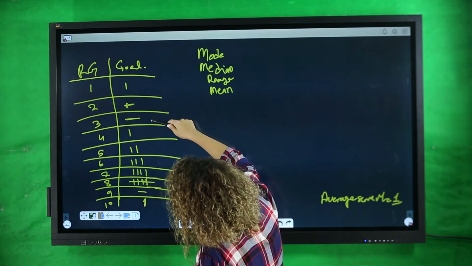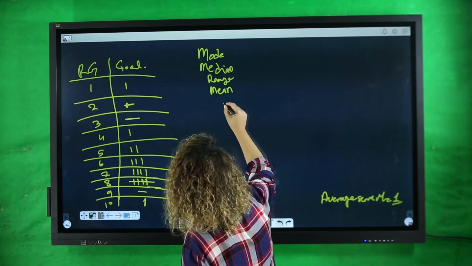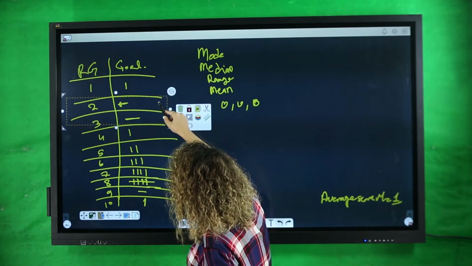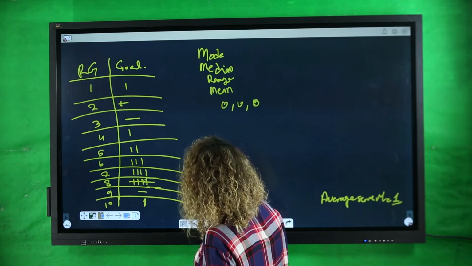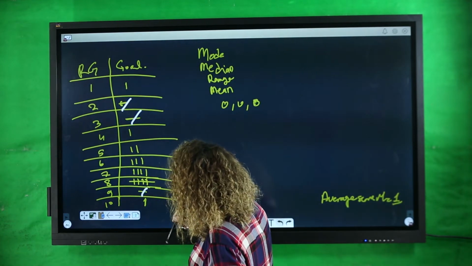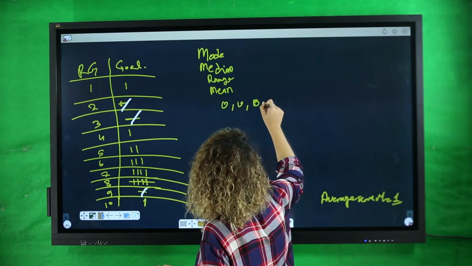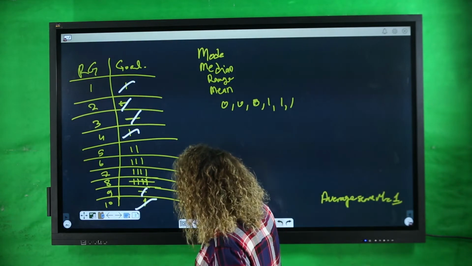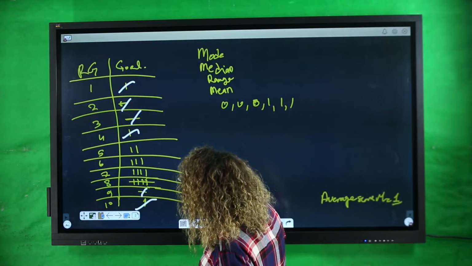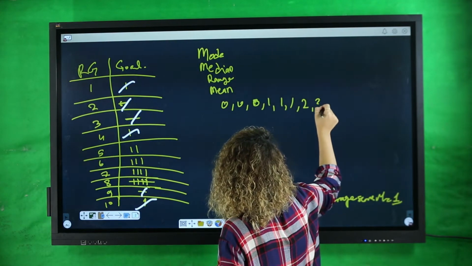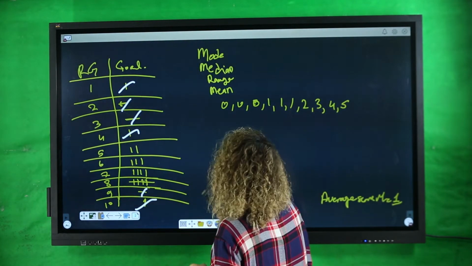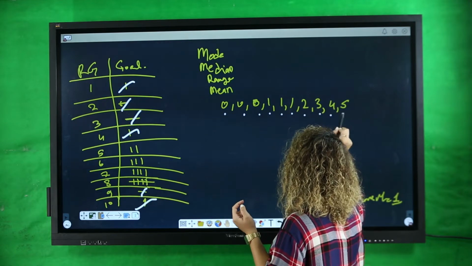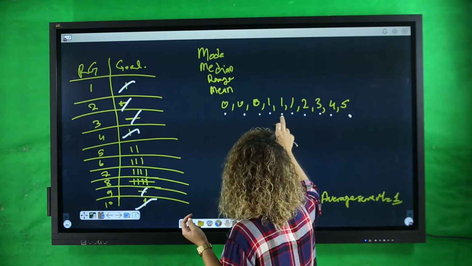So I have 3 times 0. 0, 0, 0. And I have 3 times 1s. 1, 1, 1. And I have 1 times 2, 1 times 3, 1 times 4, and 1 times 5. 2, 3, 4, and 5. Let's make sure that they are 10 and we haven't missed a number. 1, 2, 3, 4, 5, 6, 7, 8, 9, 10. Perfect.